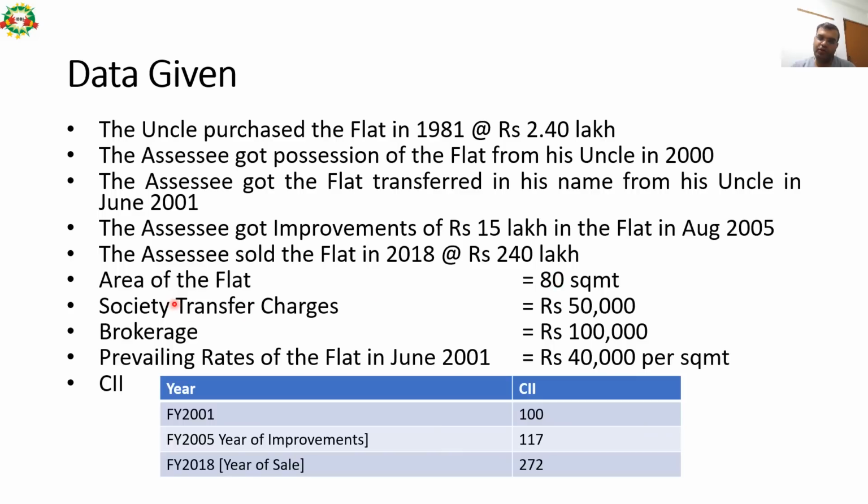The area of the flat given in the question is 80 square meter. The society transfer charge is 50,000 rupees. Brokerage is 1 lakh rupees. And the prevailing rate of the flat in June 2001 is 40,000 rupees per square meter. And the cost index has been given as this.